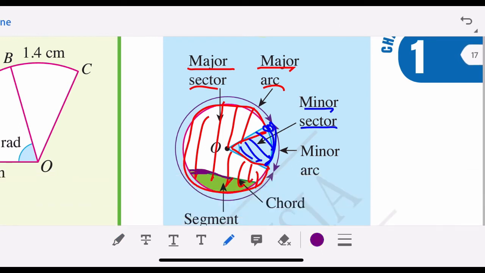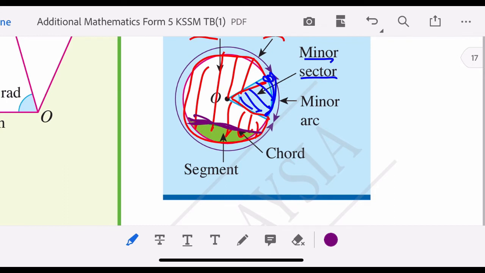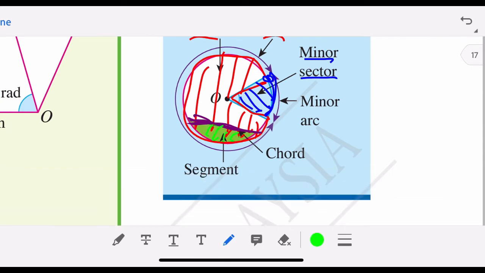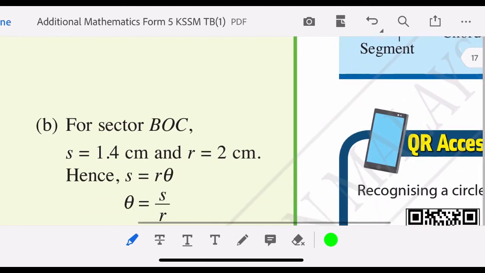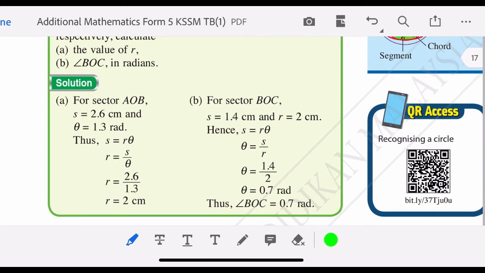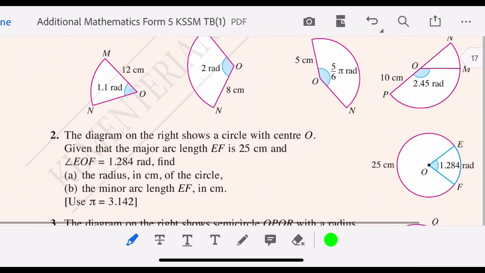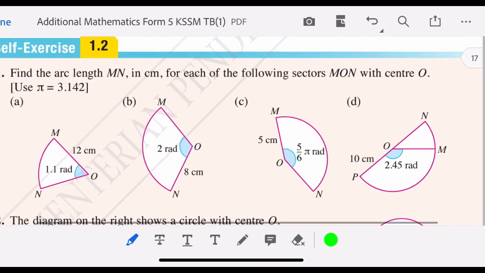Okay, so this one is the chord. The chord is a straight line that intersects the circumference, and then the green area here is known as segment. So make sure you understand the terms used for the circle, and make sure you go through the example, right? Okay, so I'm going to discuss a few questions for exercise 1.2.